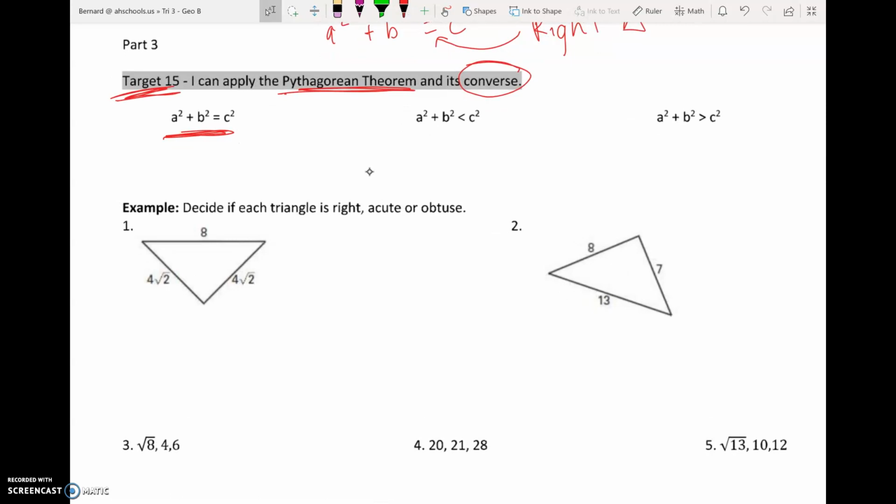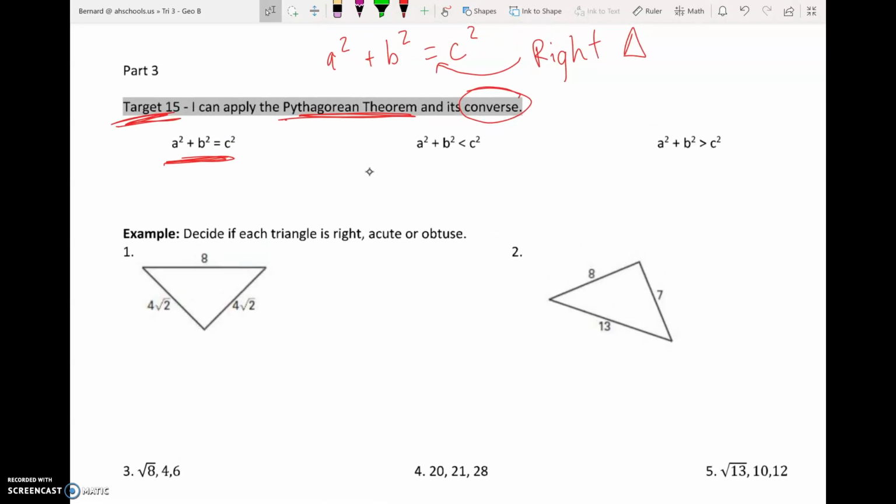Now, I just want to talk about the equal sign real quick. We can also write this thing as c squared equals a squared plus b squared, right? Just because the equal sign works both ways. And again, when it is equal to, that's how we know we have a right triangle.